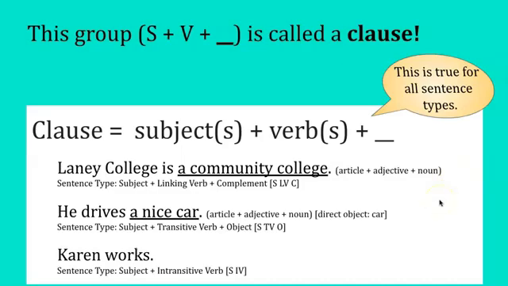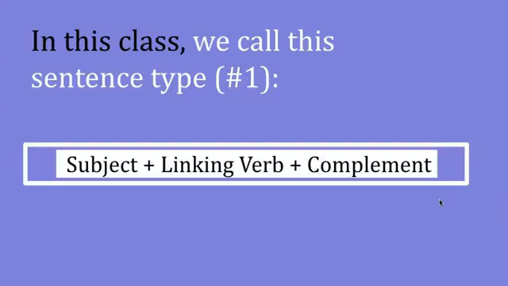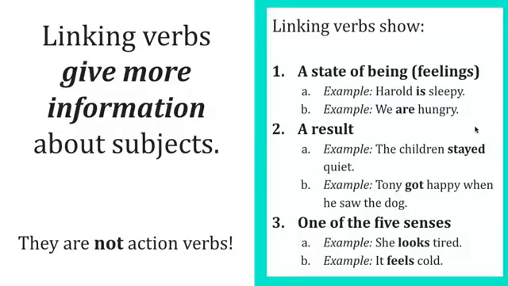Okay, let's start learning about sentence style 1. In this sentence, we see that we need a linking verb. You need your subject, a linking verb, and the complement. Okay, so first, let's make sure we can understand linking verb. What is a linking verb? The linking verb gives more information about subjects. It connects the subject to the complement.